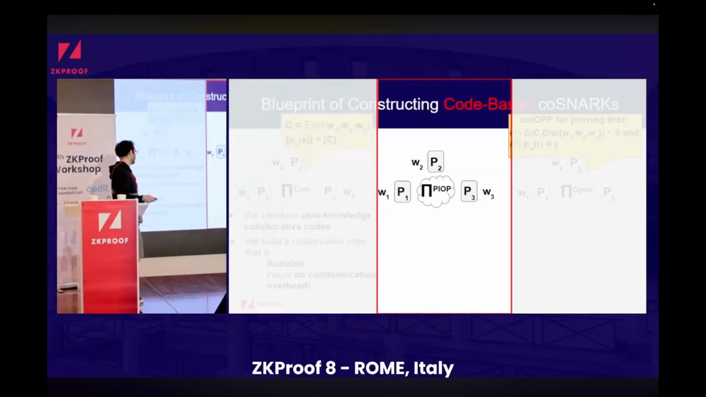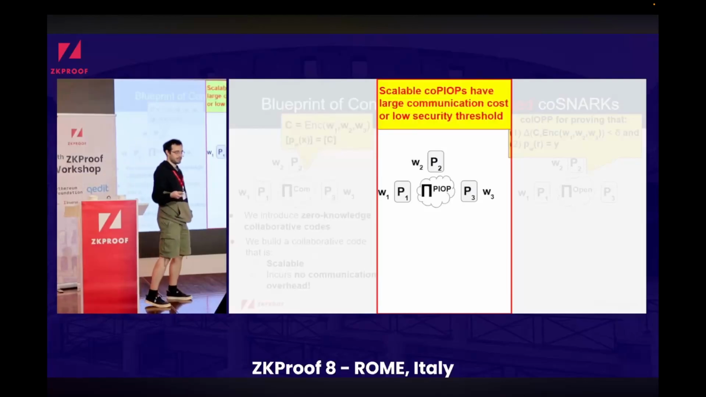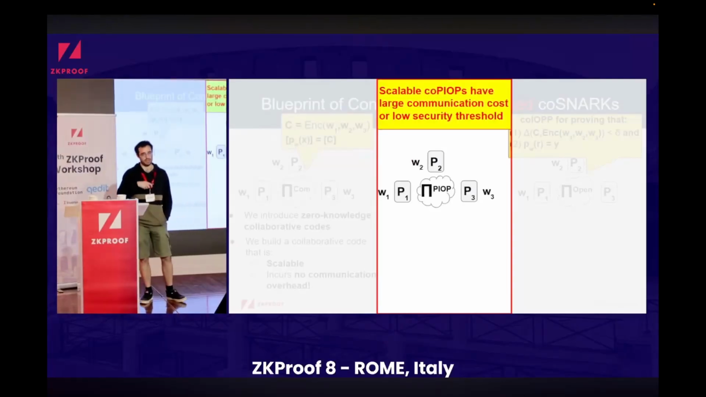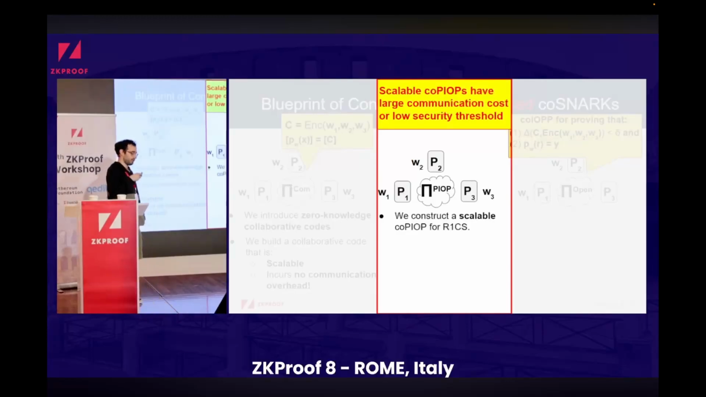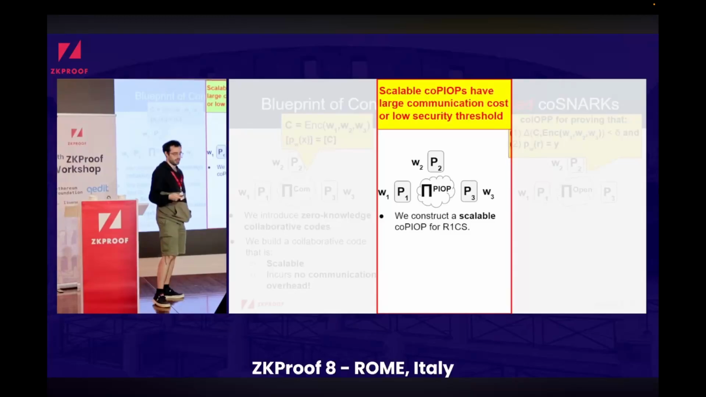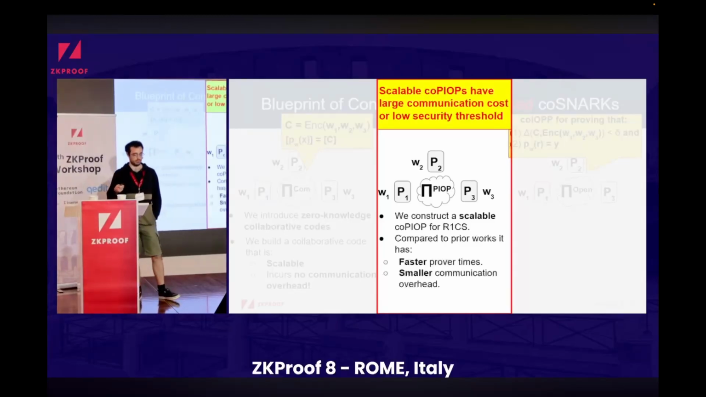Now, for the PIOP, while we have scalable co-PIOPs, either they have large communication costs or a low security threshold. In this work, we construct a scalable co-PIOP for R1CS based on the Spartan PIOP, and compared to prior works, it is faster and also has smaller communication overhead.